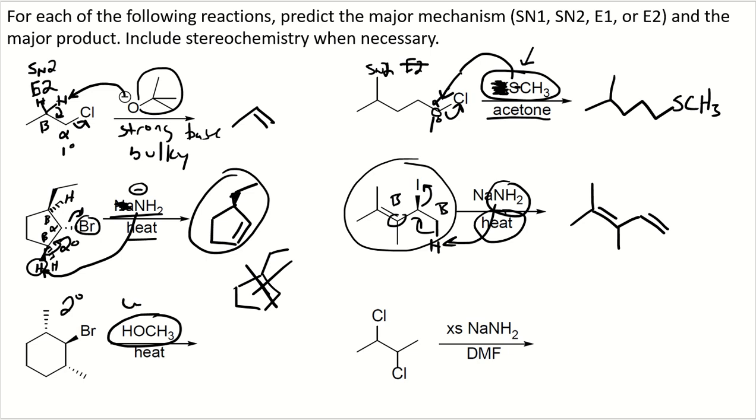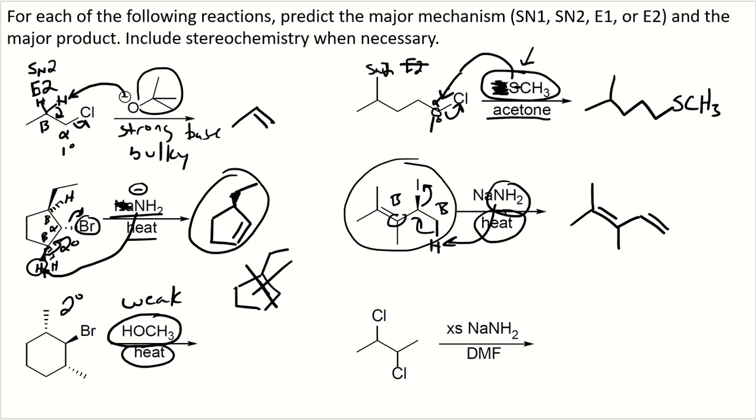It is weak, meaning that we're going to wait for the leaving group to leave. Our nucleophile slash base is not strong enough to react first, so we're going to form a carbocation. With that being said, we're going to go through the E1 or SN1 process.